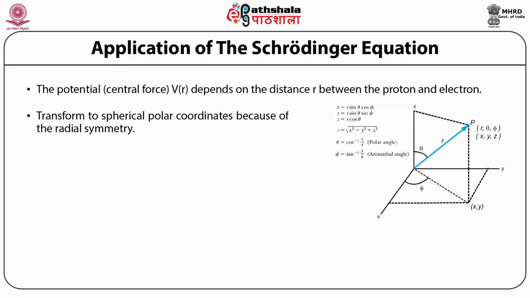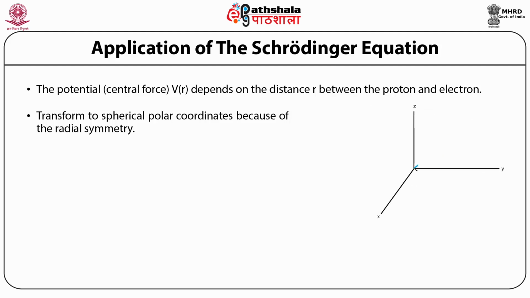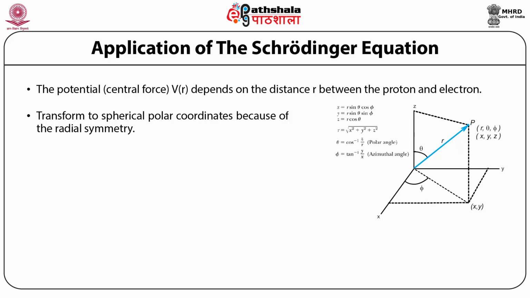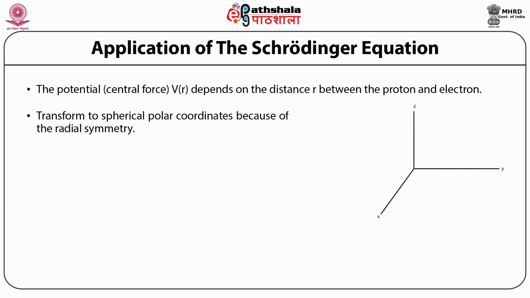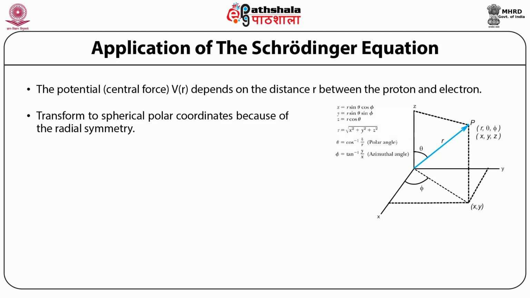That is, the x, y, z coordinate system has been transformed to r, theta and phi. So x is equal to r sine theta cos phi, y is equal to r sine theta sine phi, and z is equal to r cos theta. So we can write r is equal to the root of x square plus y square plus z square, and theta is equal to cos inverse of z by r, that is the polar angle, and phi is equal to tan inverse of y by x. So theta is the polar angle and phi is the azimuthal angle.